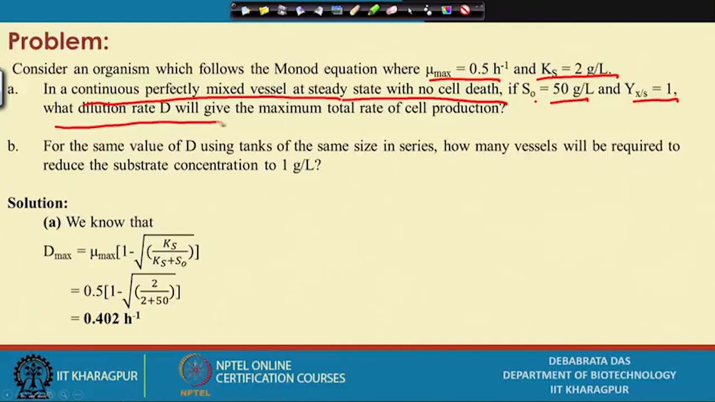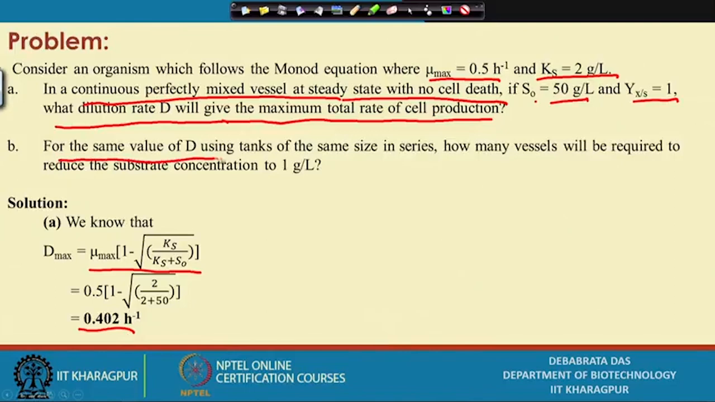When dilution rate D will give the maximum total rate of cell mass production? So, what dilution rate D? That equation we already know: D max equals mu max times 1 minus root over K s divided by K s plus S 0. We put in the different values and find D max. So, D max we do not have any problem, because we can solve it very easily. Now, the question comes to the second part.